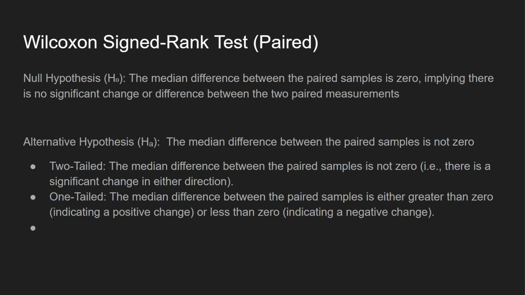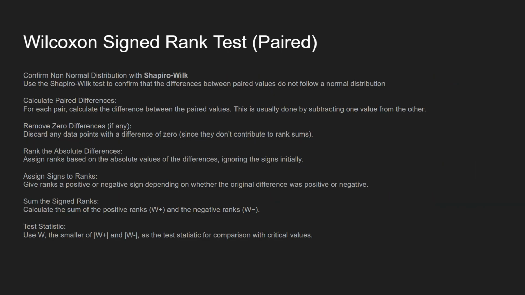So the null hypothesis on this would be that the mean difference between the paired examples is zero, implying there is no significant change or difference between the two paired measurements. The alternative hypothesis is that the median difference between the paired samples is not zero. There's also a two-tailed and one-tailed version. The two-tailed is just implying that there's some sort of difference. One-tailed will tell you the specific direction.